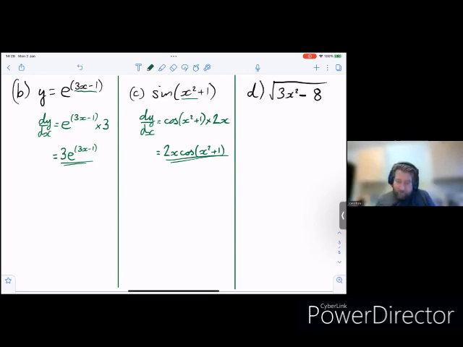Part D, I should have put a y equals there. Anyway, I didn't put y equals on part C either, so that was slightly wrong. So first we need to rewrite this because we don't really know how to differentiate square roots unless we write them as a power.